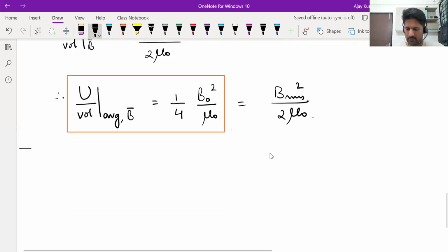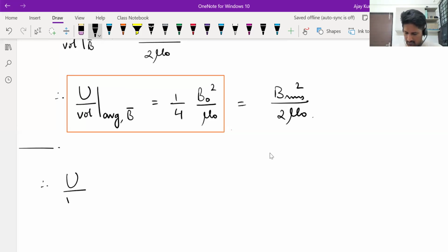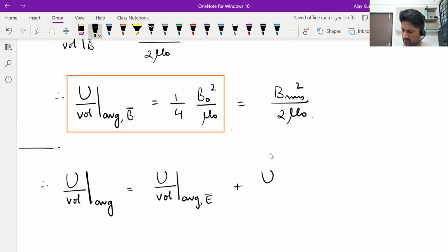Okay, so at a particular point, when an EM wave is passing through that point, we have derived expressions for average energy density in its electric field and the average energy density in its magnetic field. Now you combine both, you get the total average energy density in the electromagnetic wave. Therefore, average energy density in the EM wave becomes the average energy density in its electric field plus the average energy density in its magnetic field.